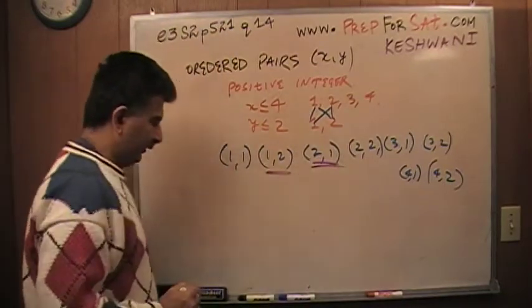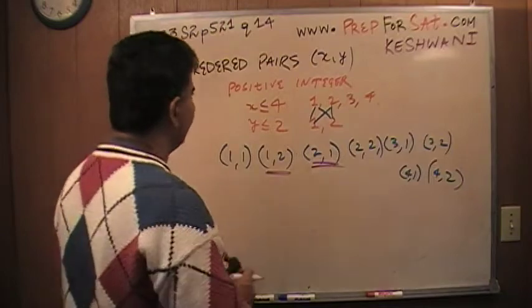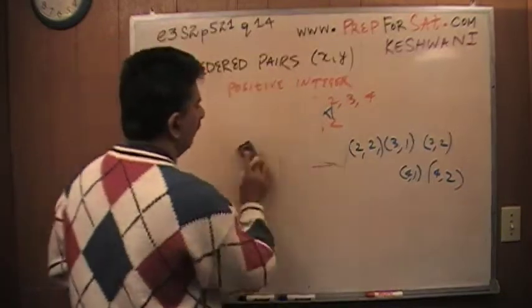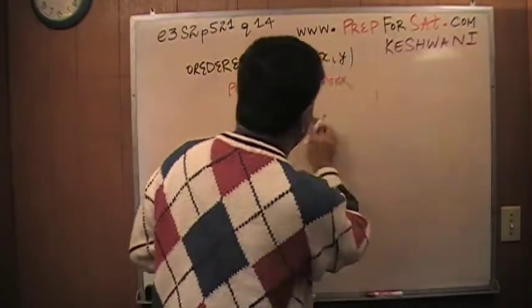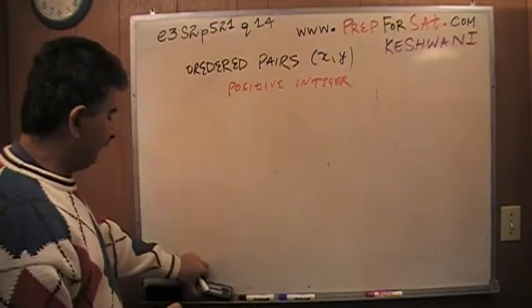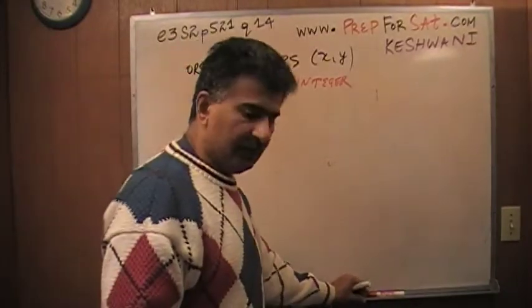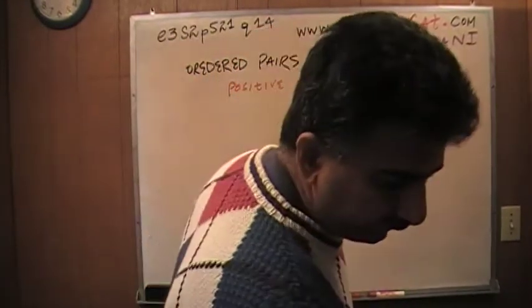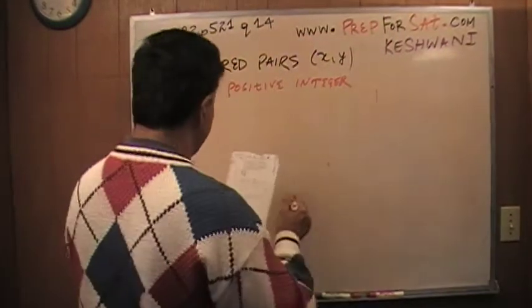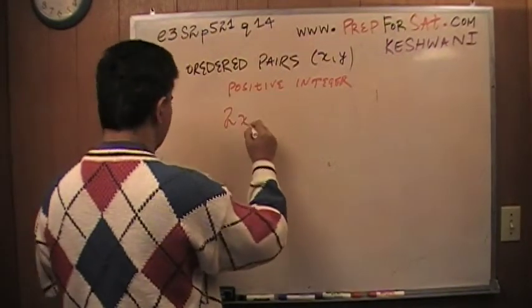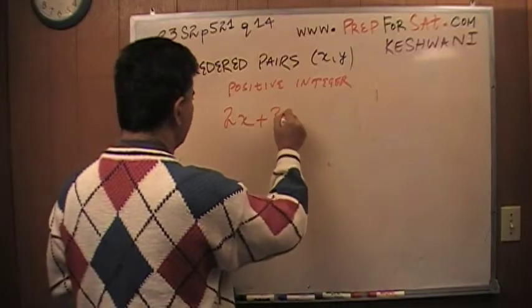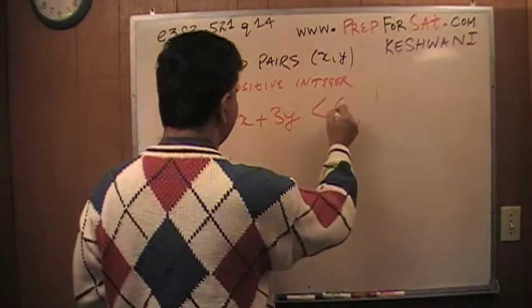These two are different. The question simply is, in our case, all we are told is that we have ordered pairs which are positive integers. How many of them are possible so that this quantity 2x plus 3y is less than 6?